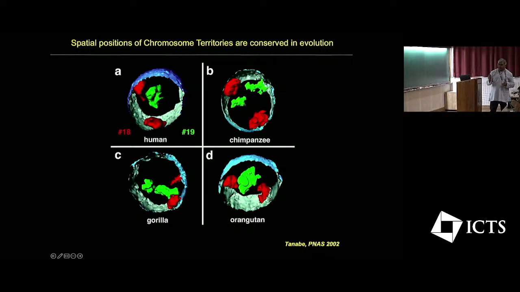All the work done by Cremer's group showed early on that, like you see this non-random arrangement of chromosome territories 18 and 19 in the interphase nucleus, you can also trace that back to chimpanzee, gorilla, and orangutan genomes. Again, suggesting that there seems to be a very interesting and a functional requirement for chromosome territories to have this sort of a non-random organization in the interphase nucleus.